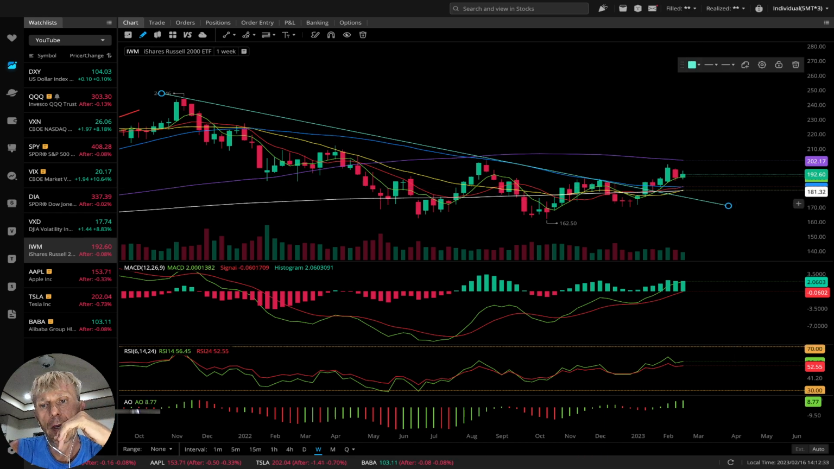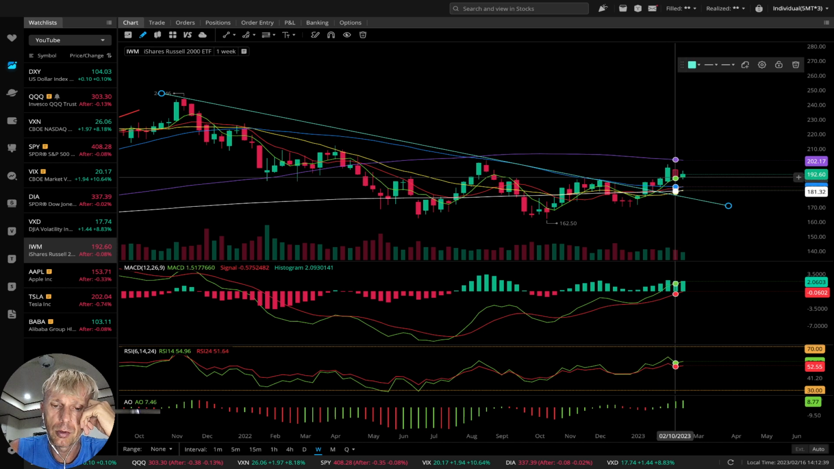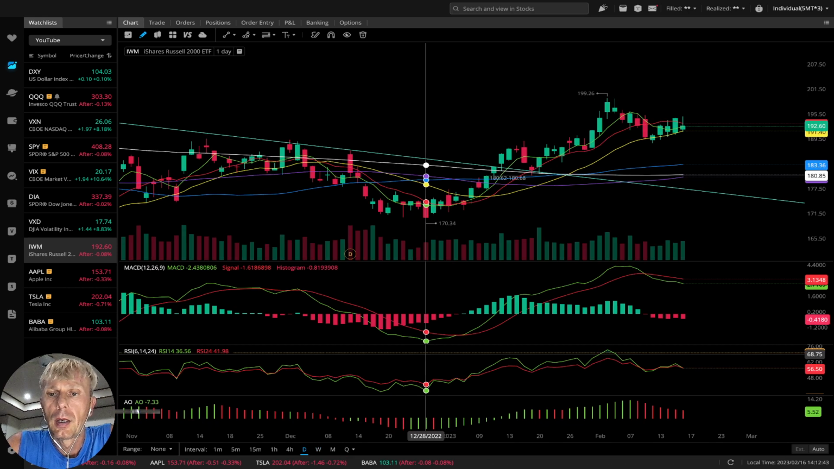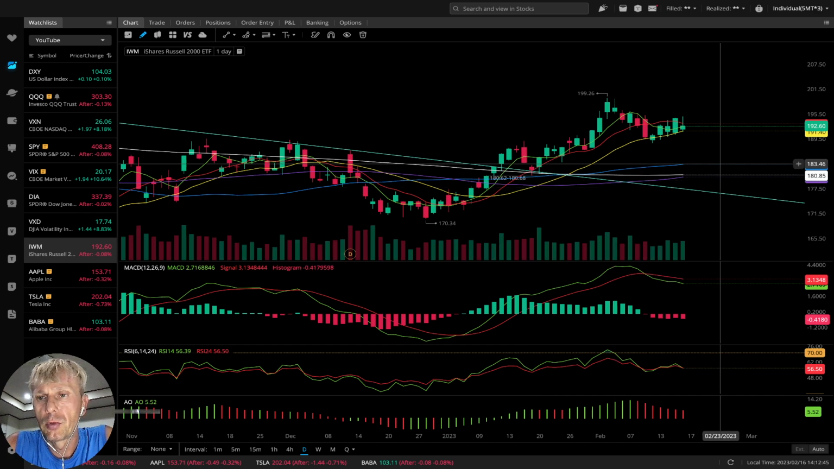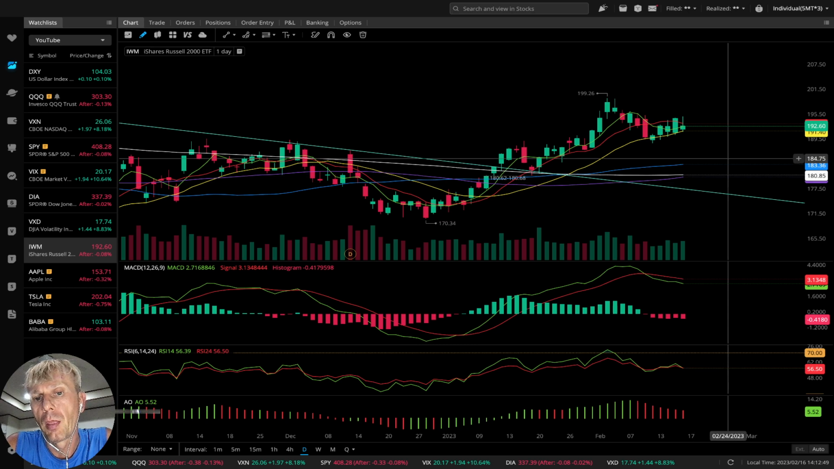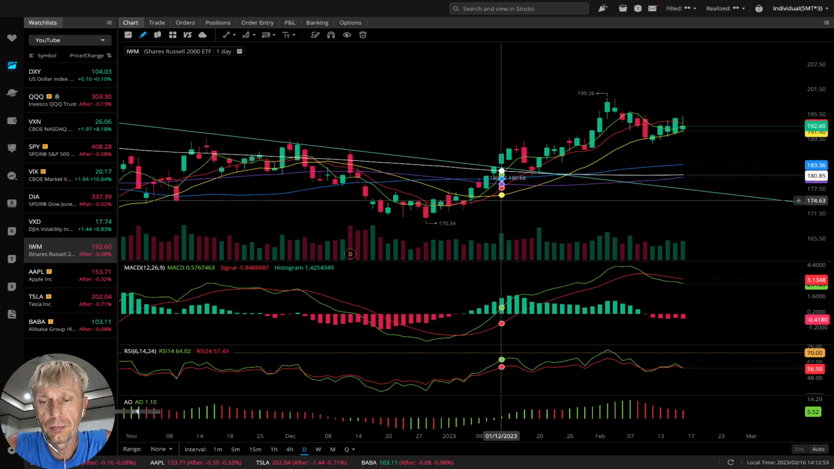We definitely have to revisit it, because it's the first bullish crossover. IWM should revisit this MA200 and trend line. Maybe this lower support. We'll see.